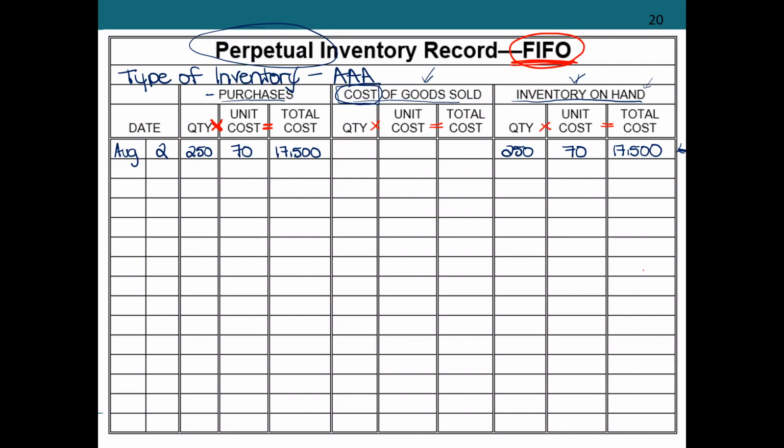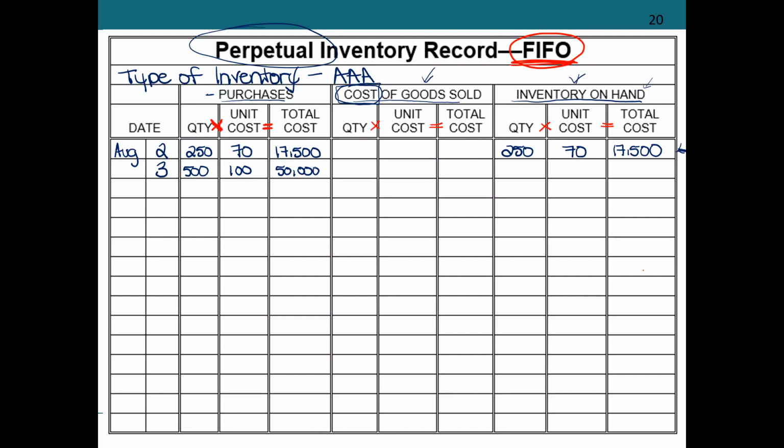Okay, the next transaction we have is on August 3rd. So we go ahead, put the 3rd, and it's another purchase. So it's in these first 3 columns. So we purchased 500. The cost of each of these went up, so now they're $100. So again, we take the 500 times 100, gets us a total cost of $50,000.